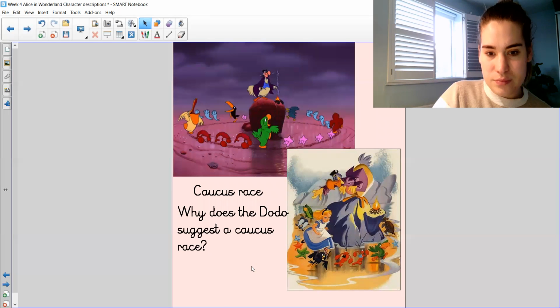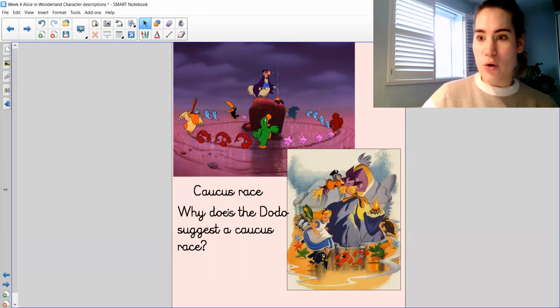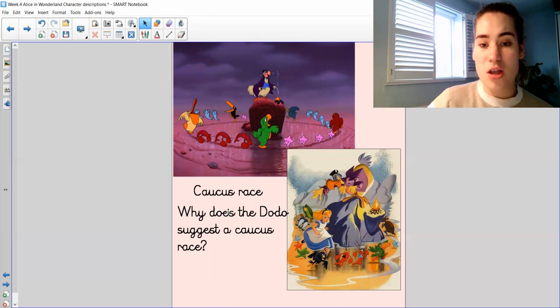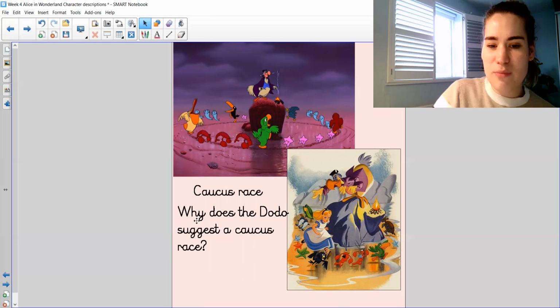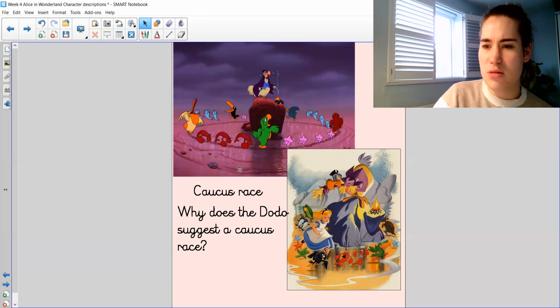A caucus race sounds quite chaotic to me. It sounds not very well organized. No one knows when to start, no one knows when to stop, no one knows who the winner is. Can you remember why the Dodo suggests a caucus race, using your retrieval? Why did he suggest they do this?